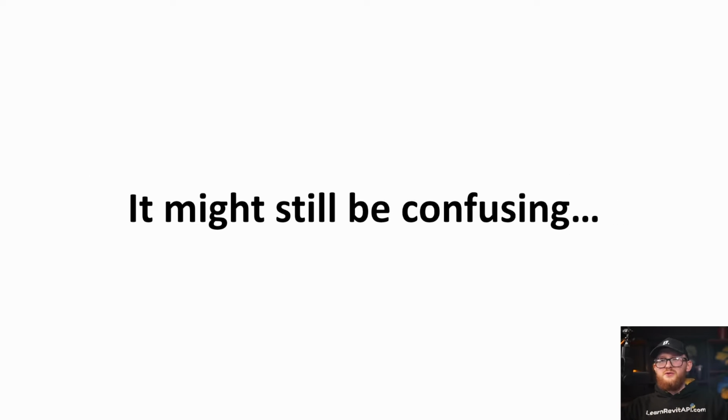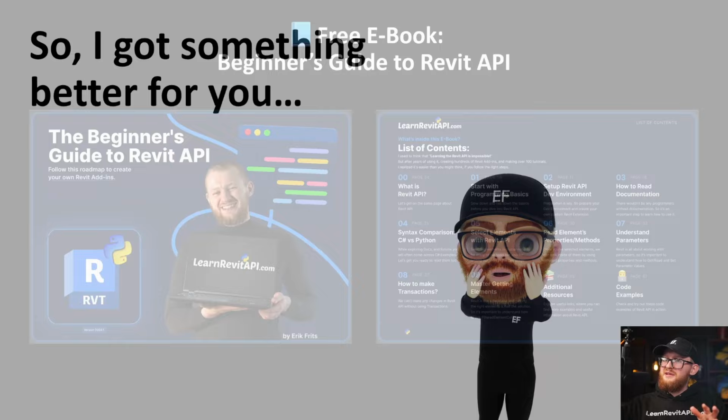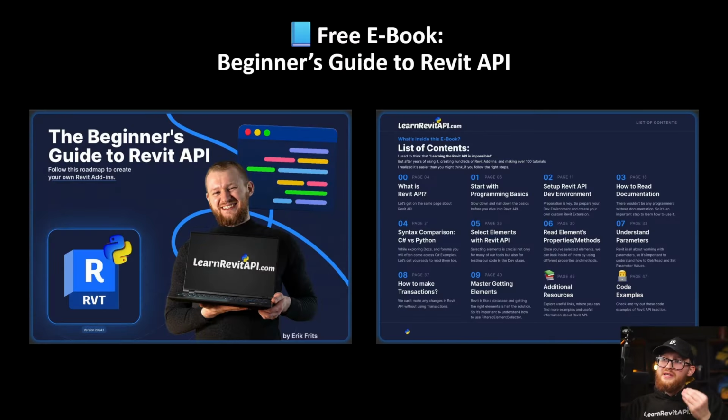But it still might be confusing. I went really quick through all the steps, and now many of you are confused. So I got something better for you. I want to provide you a free ebook, a beginner's guide to Revit API. And this is not just a 2 page ebook, it has around 50 pages, and it goes through all the steps that I mentioned, and even more.